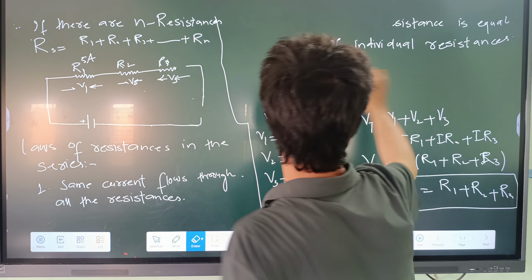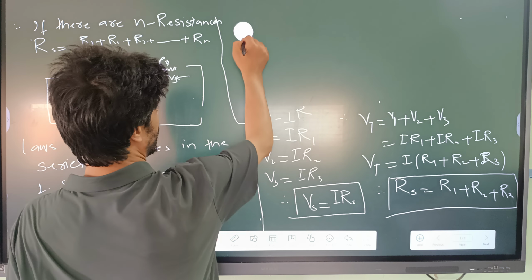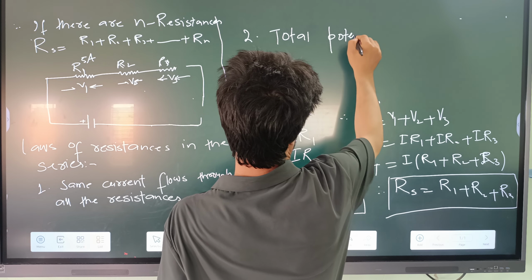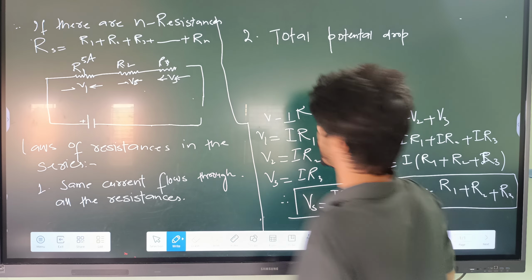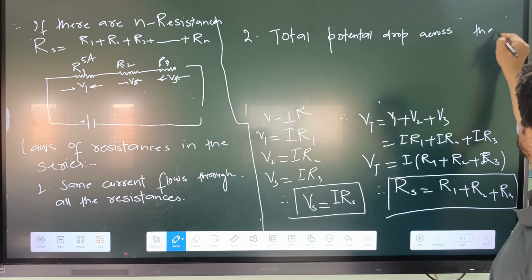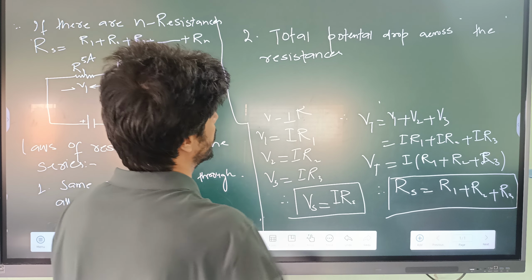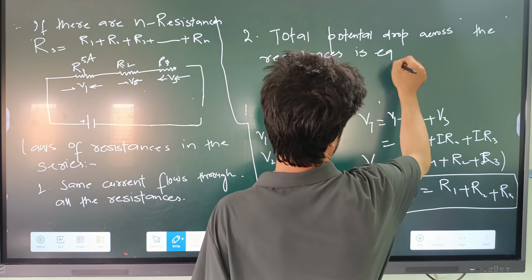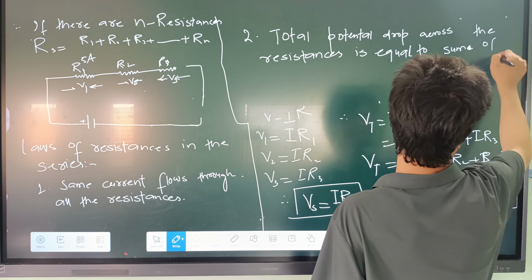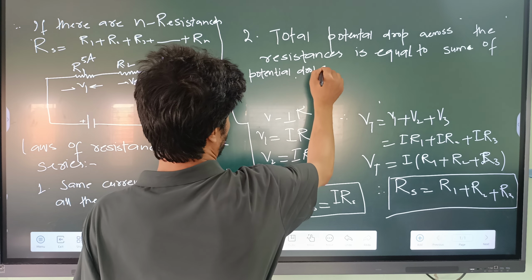Second thing: total potential drop across the resistances is equal to the sum of potential drops.